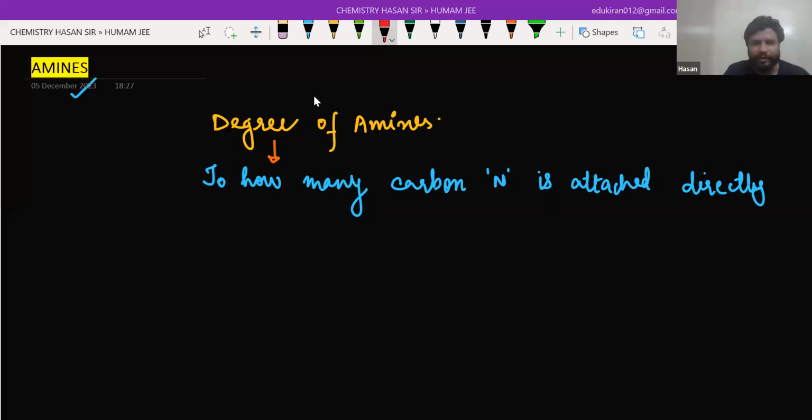Comfortable with the grade line. Okay. So to how many carbons it is directly connected?